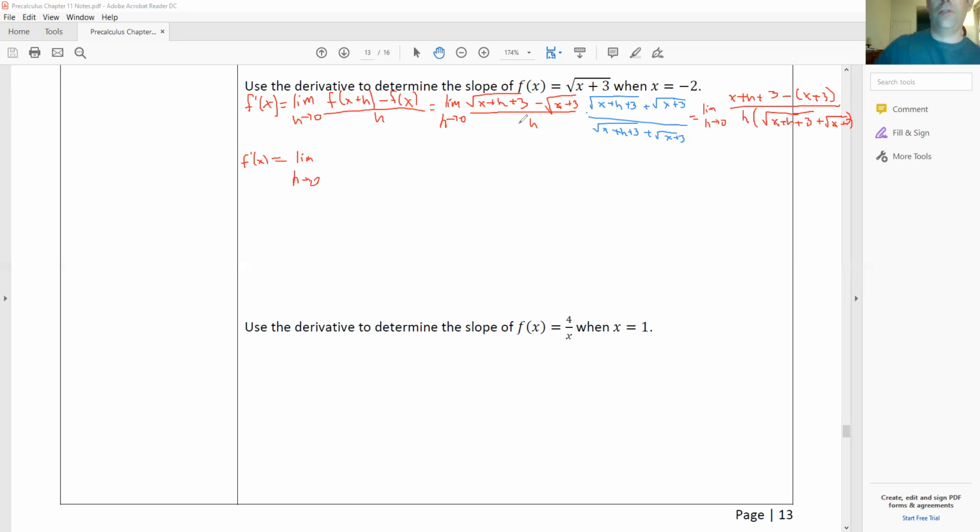So the x's will cancel out, the 3's will cancel out. I'd be left with an h on top and an h on the bottom. So we have this whole thing here. And then when the h's cancel out, the limit as h approaches 0. So we have nothing in the numerator, and in the denominator, we have the root of x plus h plus 3 plus the root of x plus 3.